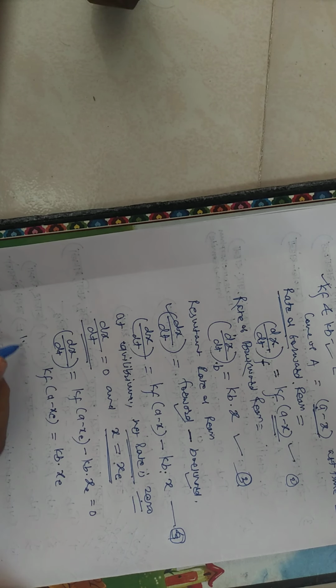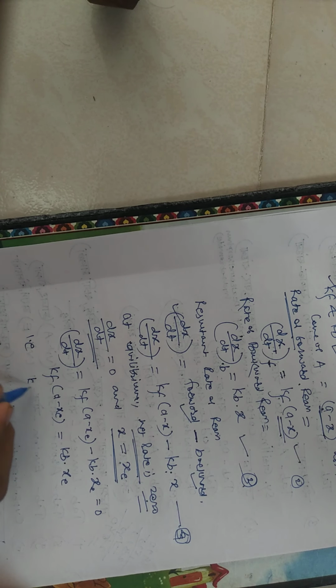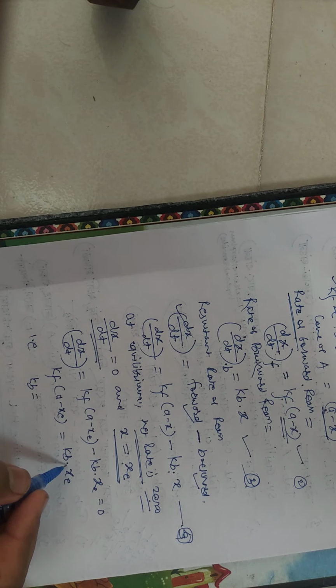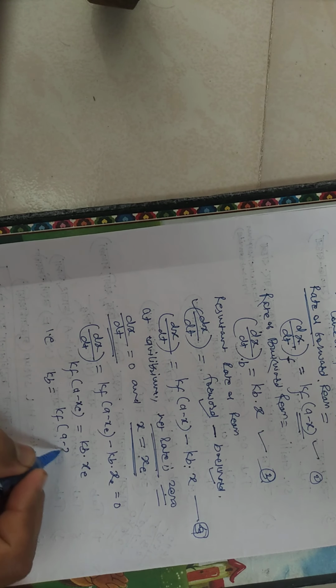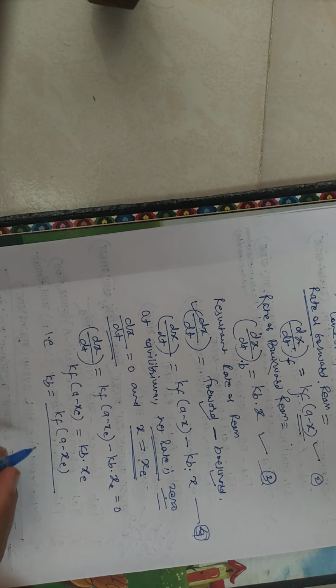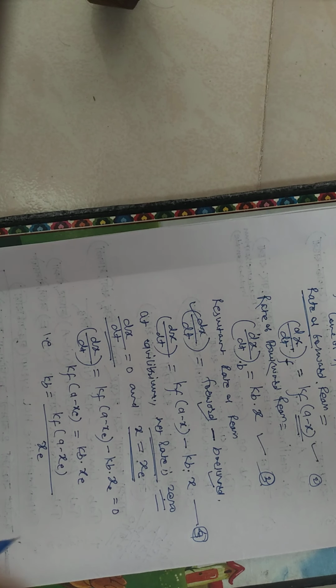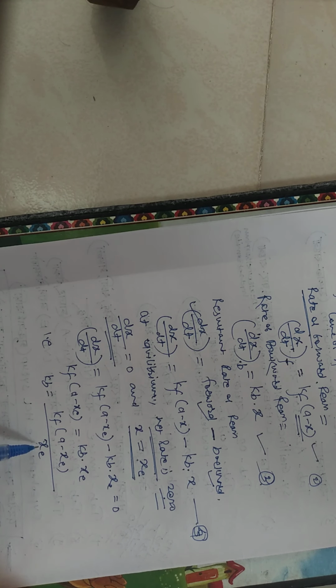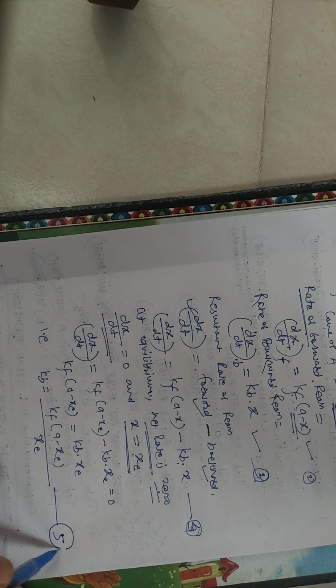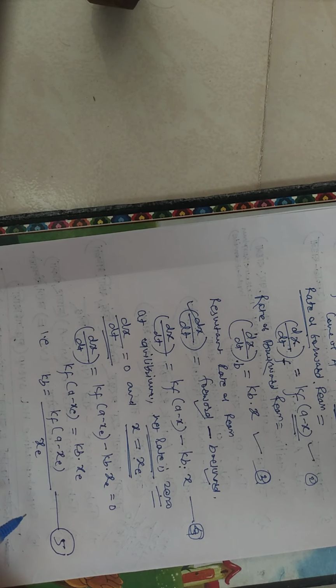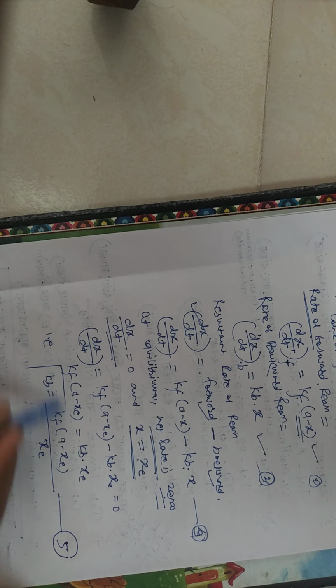Now we will rearrange, so kb is equal to kf into a minus xe divided by xe. It was in multiplication, now it will go into division. Suppose this is your equation number 5. This is the value for kb.